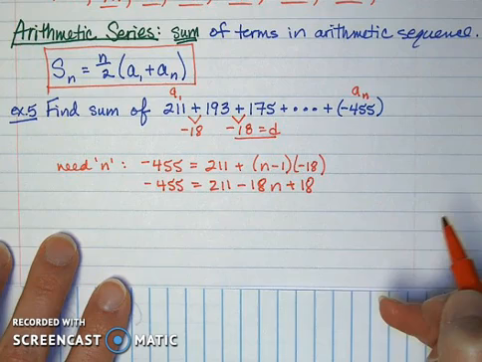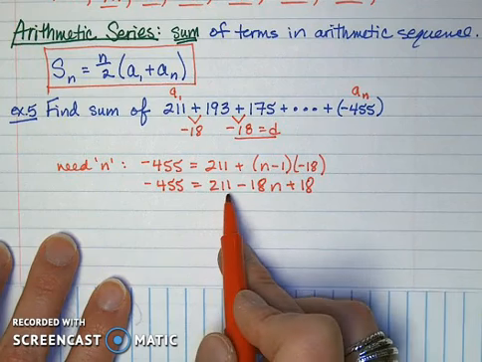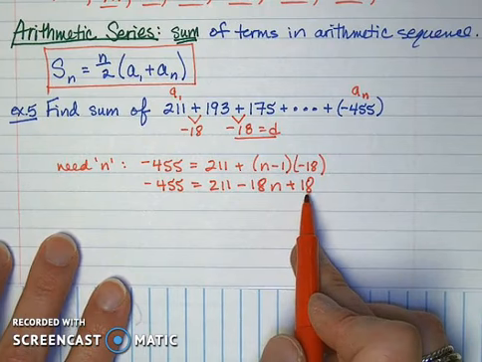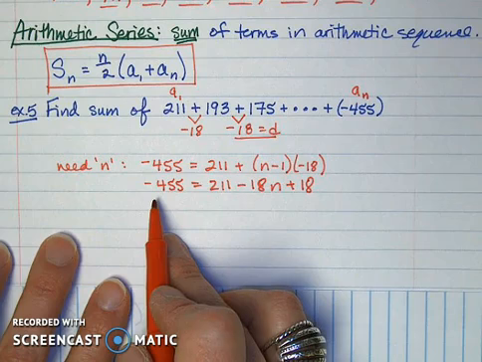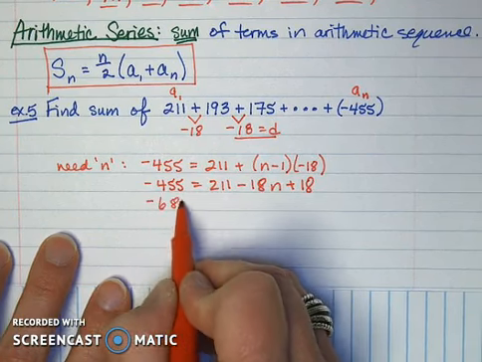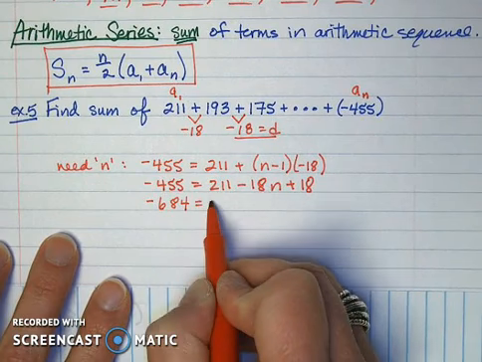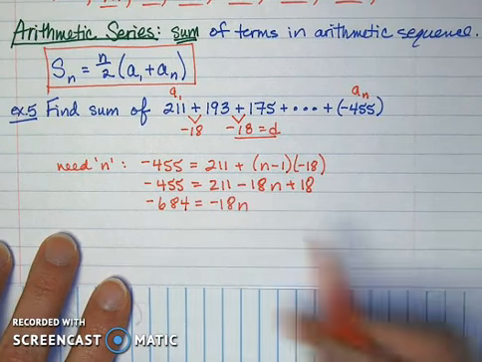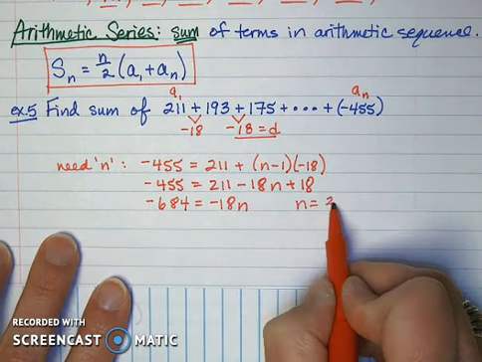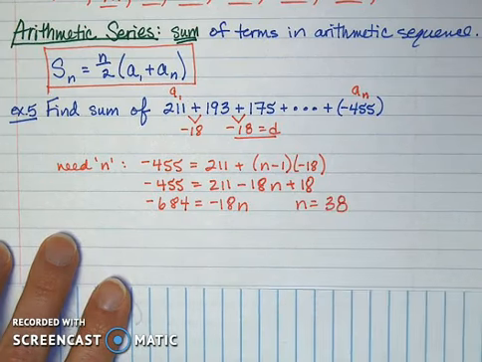I'm going to combine terms here. 211 plus 18 gives me 229. Yes, that's right, 229. I'm going to subtract that, put that on the left, which gives me negative 684 equals my negative 18n. And that divides nicely so that my n is 38. I'm looking for the 38th term. So now I have n.